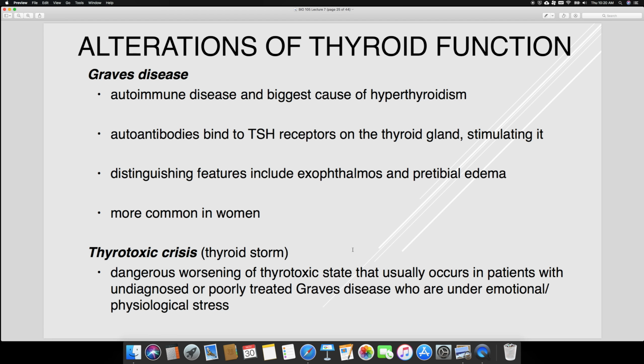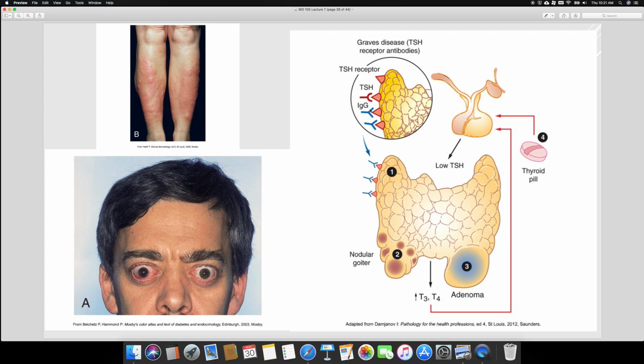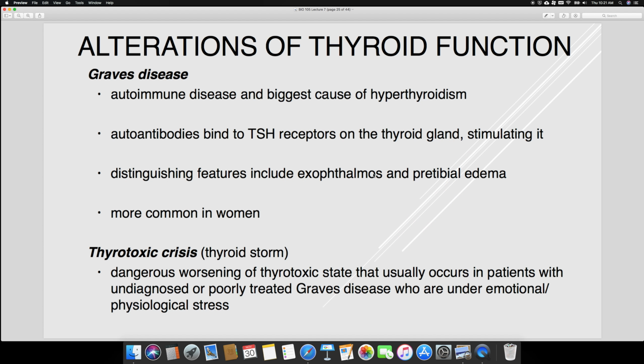Then we talked about Graves' disease, which is the most common cause of hyperthyroidism. It is an autoimmune disease. Basically, you have autoantibodies. I'll just flip to this slide really quick. You have autoantibodies that kind of mimic TSH, thyroid stimulating hormone. So what these autoantibodies do is they bind to these TSH receptors and stimulate the release of thyroid hormone.